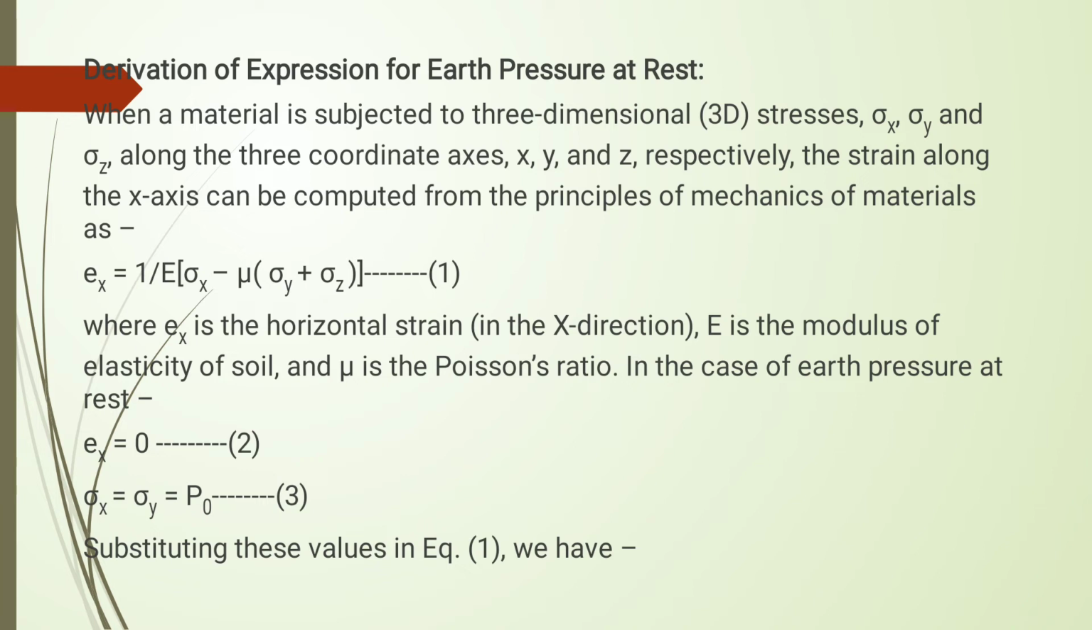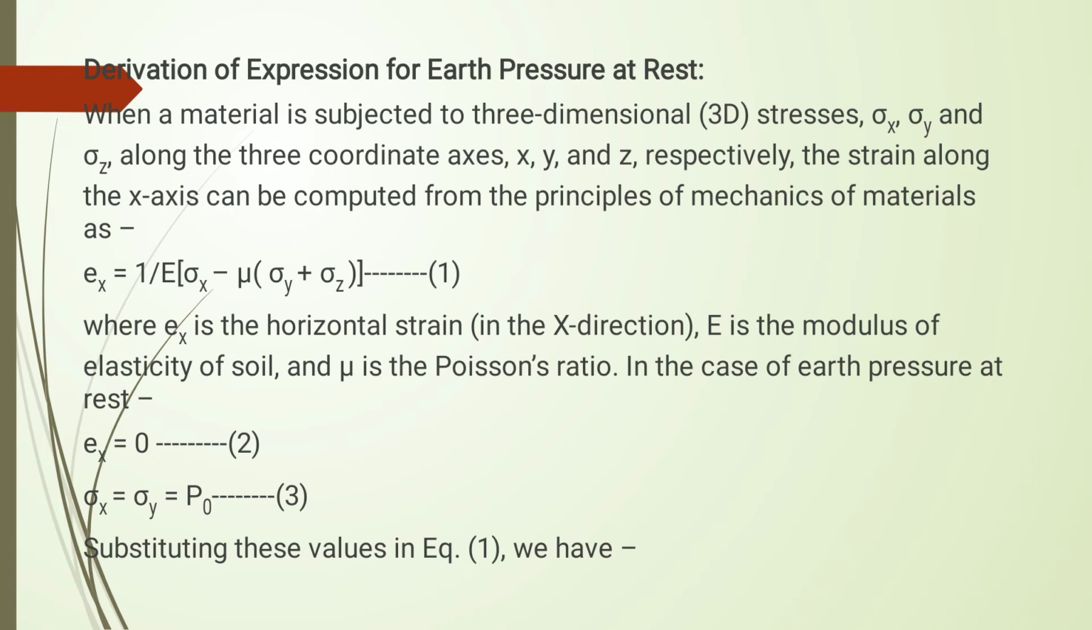When a material is subjected to three-dimensional stress, that is sigma x, sigma y and sigma z along the three coordinates x, y and z respectively, the strain along the x-axis can be computed. So, epsilon x equal to 1 by E into sigma x minus mu into sigma y plus sigma z. It is taken as equation 1, where epsilon x is the horizontal strain, capital E is the modulus of elasticity of soil and mu is the Poisson ratio.